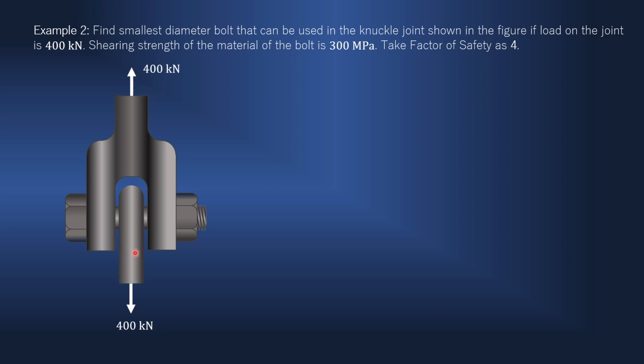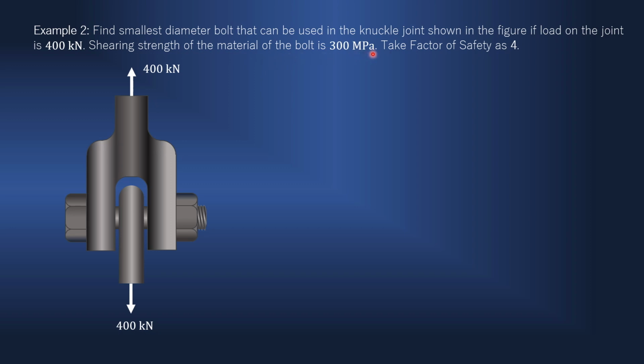Right now our problem is, to carry this 400 kilonewton load, what must be the cross-sectional area of the bolt? So you are designing this bolt, you can say. You are deciding the cross-sectional area of this bolt. So you must know the permissible stress in the material of the bolt. Permissible stress is also called working stress or safe stress. But that is not given in the problem. What is given is the shearing strength of the material.